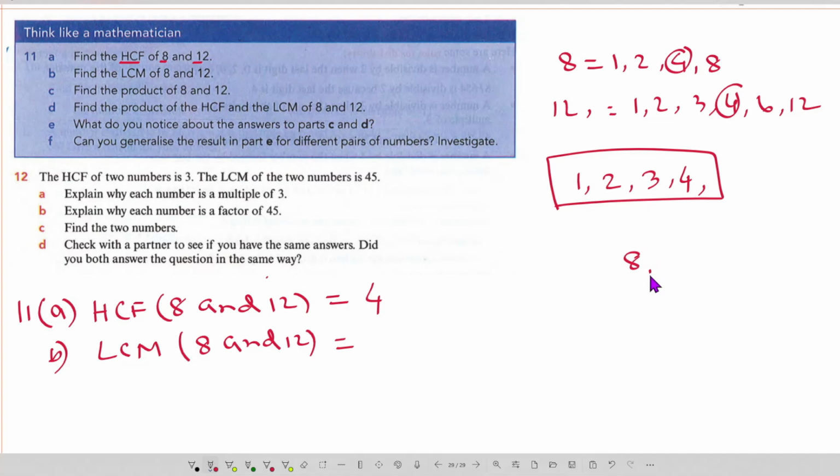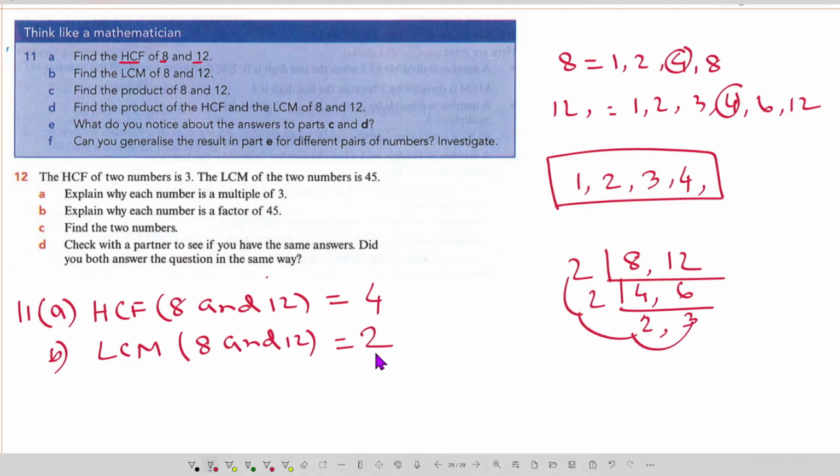How can we make this also this way: we can divide by 2. This is prime factorization, divide by 2, so 8 divided by 2 is 4, 12 divided by 2 is 6, and then again 2, so here is 2, and 6 becomes 3. So 2 times 2 is 4, 4 times 2 is 8, 8 times 3 is 24. So for 8 and 12, the LCM is 24. So here we also get 4 times 3 is 12, 12 times 2 is 24, 24 times 1 is 24.